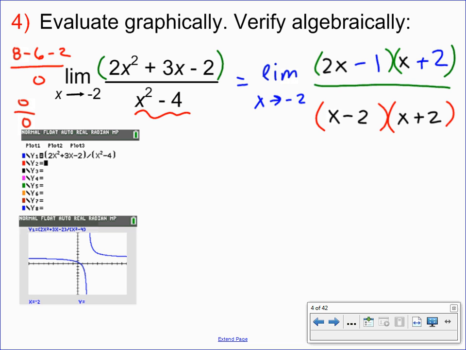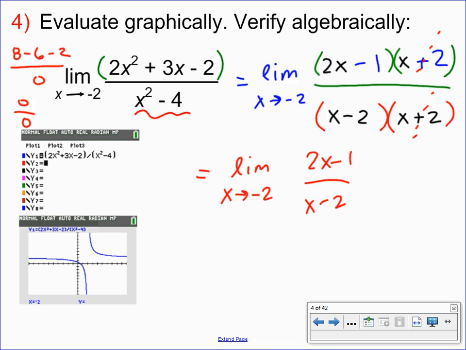And now we'll go ahead and notice that the top factored form and the bottom factored form share a common factor, x plus 2, and because we're evaluating a limit, and I'm not concerned with the value of that expression at x equals -2, but rather only as x approaches -2, I'm allowed to cancel those out. This is equivalent to the limit as x approaches -2 of 2x minus 1 over x minus 2.